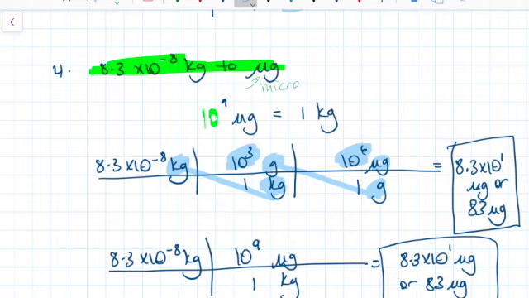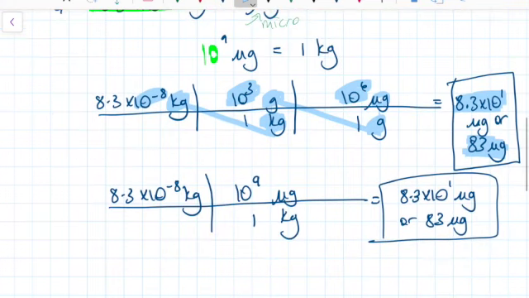So when I multiply this out, I have 10 to the negative 8. Then I'm going to add the 3, which is going to give me negative 5th. And then I'm going to add the 6, which is going to give me positive 1. So I'll end up with 8.3 times 10 to the 1st, and you'll recognize that that's just 83. Either way is correct.